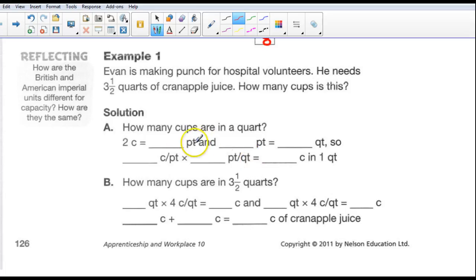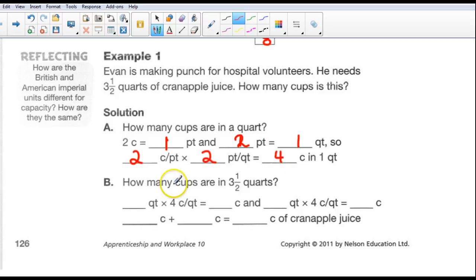Well, 2 cups is equal to 1 pint, and 2 pints is equal to 1 quart. So if we have 2 cups per pint times 2 pints per quart, that means in 1 quart we must have 2 times 2, which is 4 cups in 1 quart. Okay, again, we're using the American system.